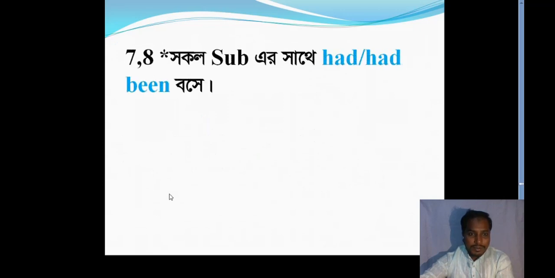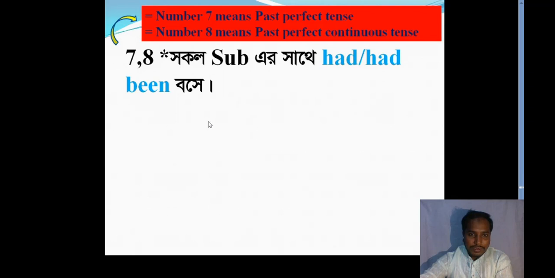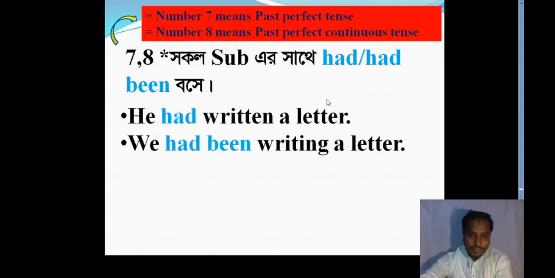Okay. In number 7 and 8, the rules are the same. There is only one auxiliary verb: had in number 7 and had been in number 8. We know that number 7 means past perfect tense, number 8 means past perfect continuous tense. For example, he had written a letter. Here there is only an auxiliary verb, so I use had, and after had the form of the verb will be B3. And we had been writing a letter.